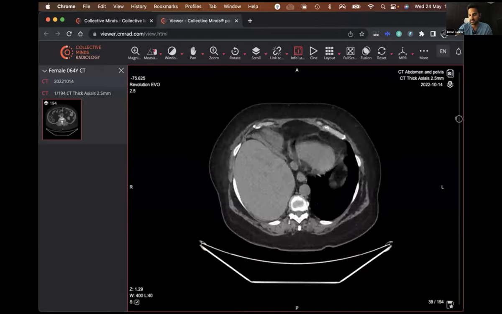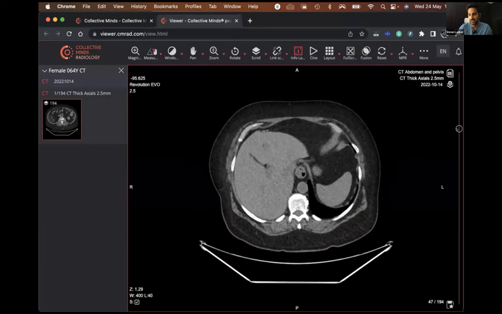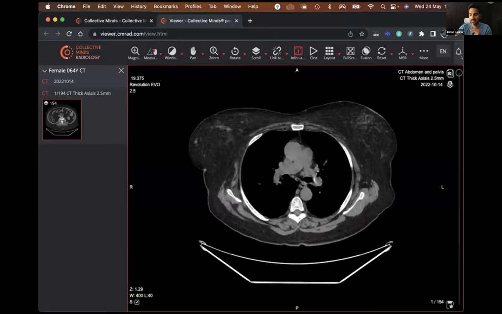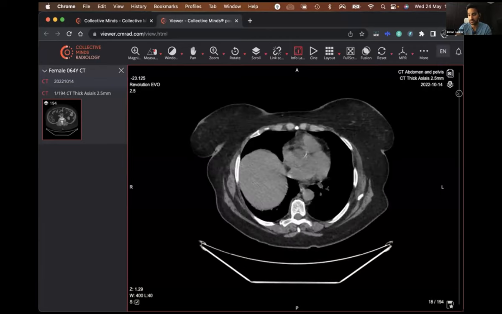And as you can see, I'm using the pen functions, which are built into the system for me to be able to teach. So I'm going to do one scroll through, because not everyone is able to access the cases, or maybe people will be watching this on YouTube later on.